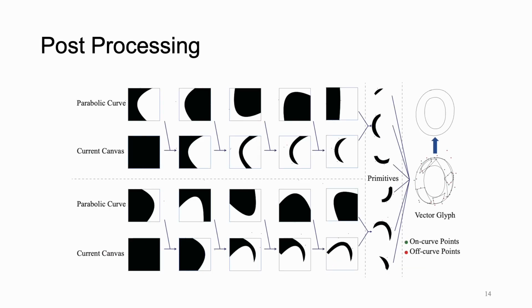Then we need to convert the parabolic curves generated by our SDF decoder to quadratic Bezier curves. For each primitive, our initial canvas starts from a square, and each curve splits the space into an inside region and an outside region. Then we calculate the intersection of the inside region of the newly added curve and the current canvas to update the canvas recursively to get the final primitive. Finally, we assemble all the primitives together to form the output vector glyph.